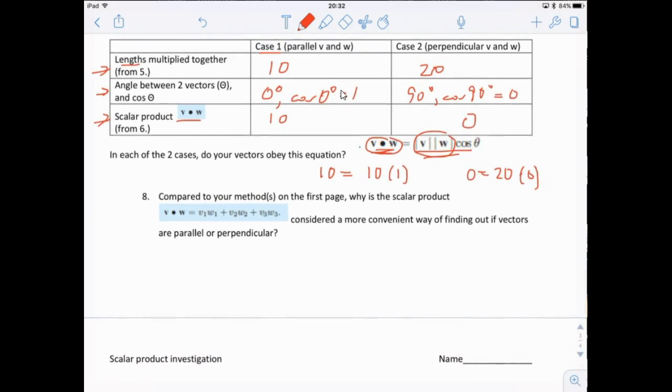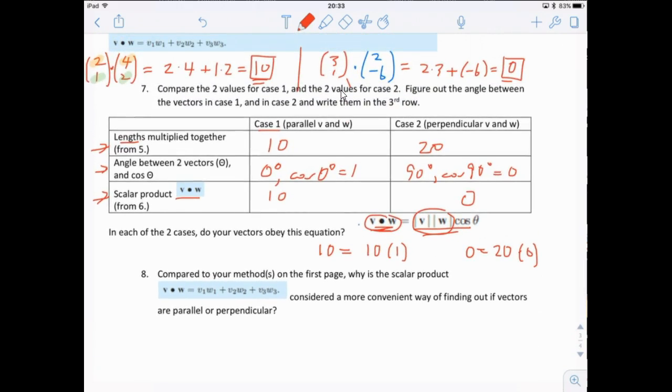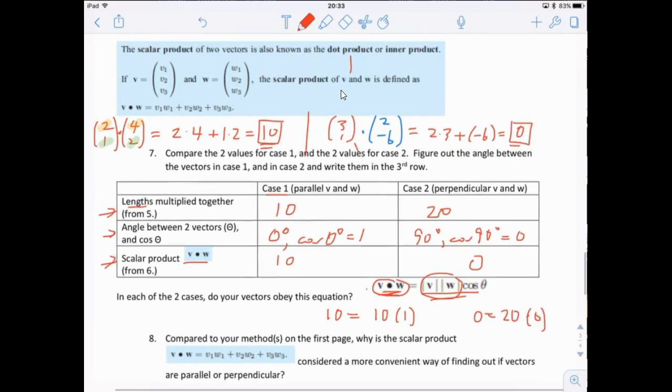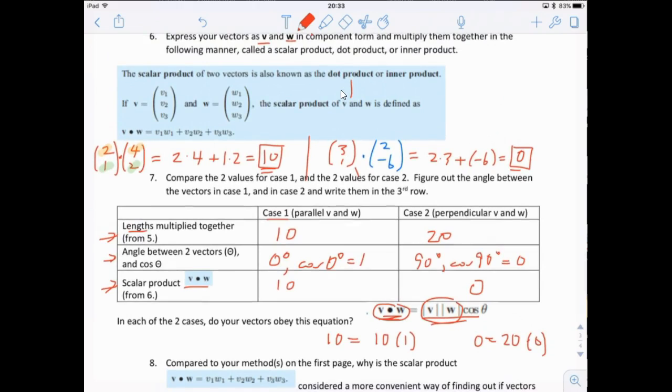Compared to your method on the first page, why is a scalar product considered a more convenient way of finding out if vectors are parallel or perpendicular? Okay, so do you see here that the scalar product is actually a very easy test to see if two vectors in component form are parallel or perpendicular? Because all you need to do is multiply the x components together, the y components together, the z components together, and you add them all up. That gives you the scalar product.